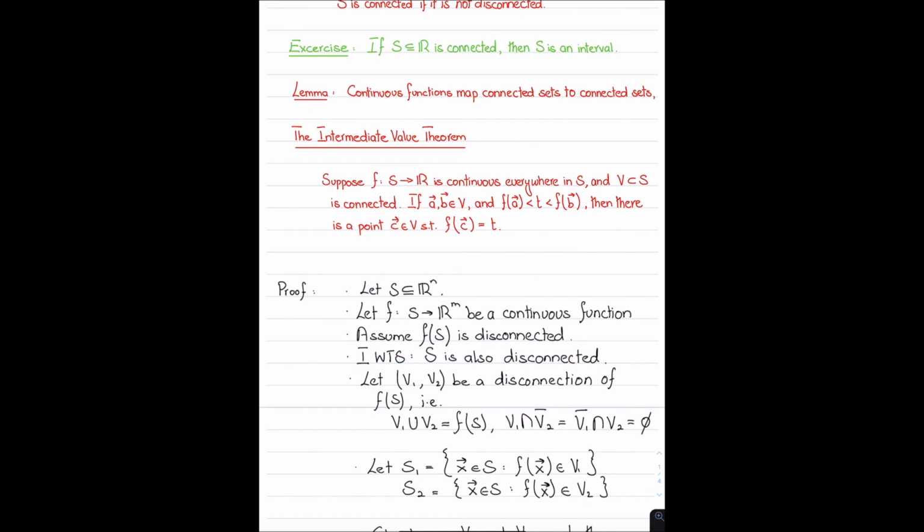In the intermediate value theorem, the statement is that suppose f is a function that maps from S, where S is any arbitrary subset of R to the power of n, to R, and it is continuous everywhere in S, and V is a subset of S which is connected. So V is the connected set. And then we assume that if vectors A and B are elements of V, and f of A is less than t, which is less than f of B, then there is a point C in V such that f of C is equal to t.